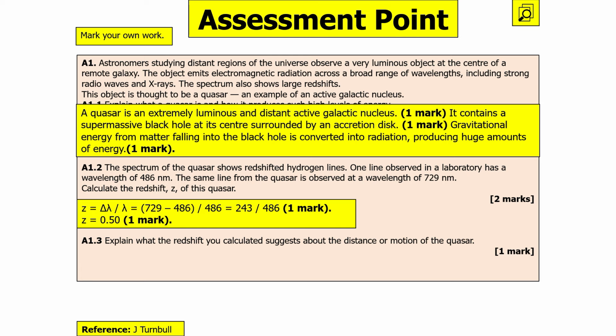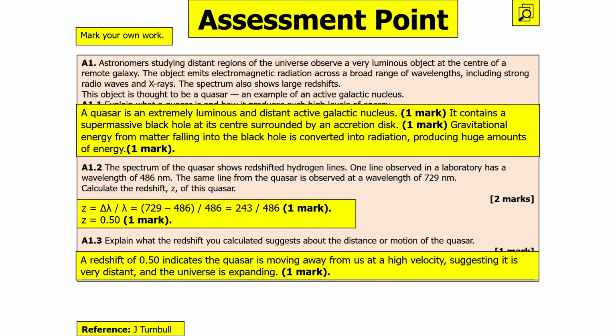z is equal to change in lambda over lambda, so it's 243, the change, divided by 486, the standard, so it's 0.50. A redshift of 0.50 indicates the quasar is moving away from us at a high velocity, suggesting it's very distant and the universe is expanding.